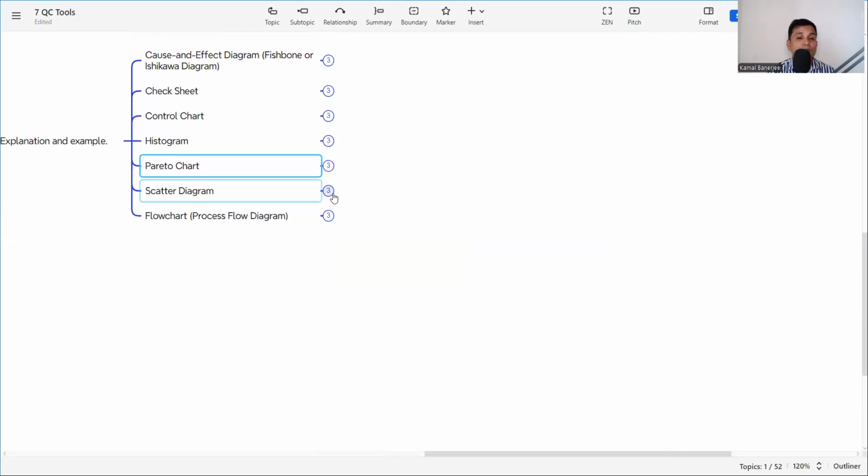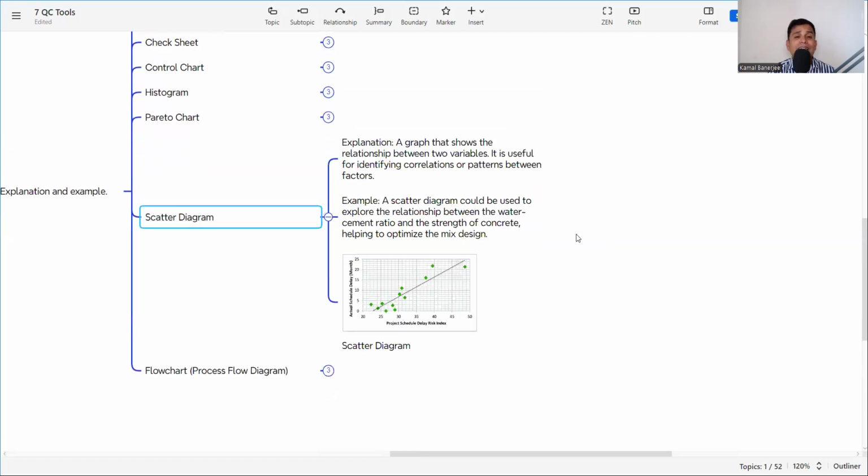That's another QC tool, and another is scatter diagrams, a graph that shows the relationship between two variables. It is useful for identifying the correlation or patterns between factors. A scatter diagram could be used to explore the relationship between the water cement ratio and the strength of the concrete, helping to optimize the mix design.